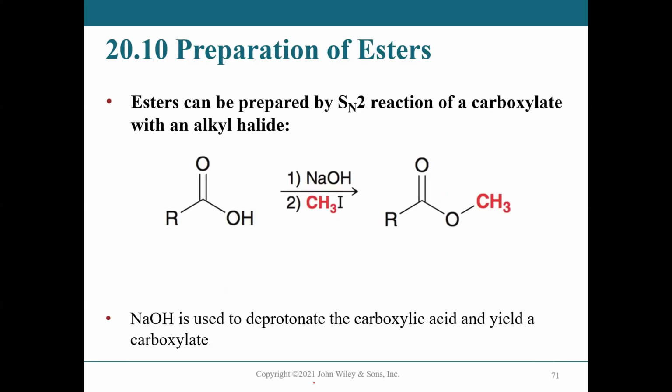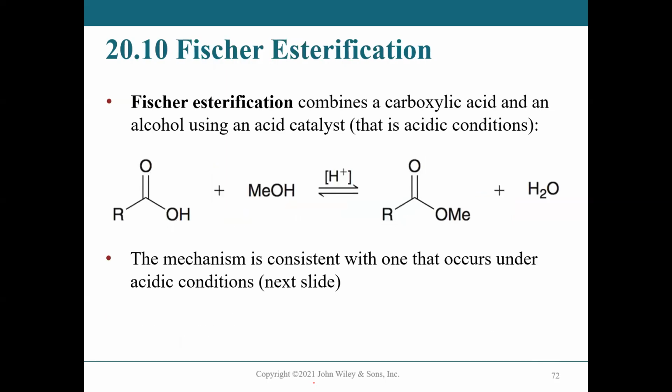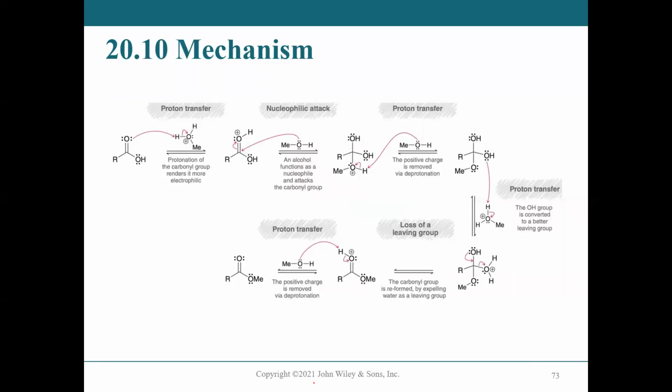Esters can be prepared by SN2, so an SN2 reaction is concerted. Fischer esterification combines a carboxylic acid and an alcohol using an acid catalyst. The mechanism is consistent with the one that occurs under acidic conditions. So we're going to look at the mechanism here. We have a proton transfer, followed by a nucleophilic attack, followed by another proton transfer, a third proton transfer, a loss of a leaving group, and a fourth proton transfer.